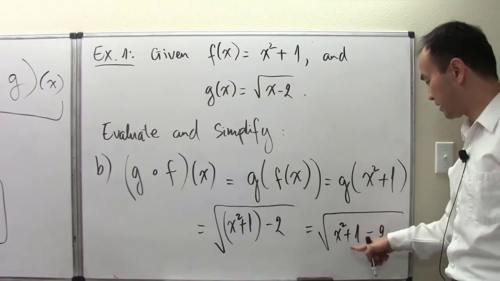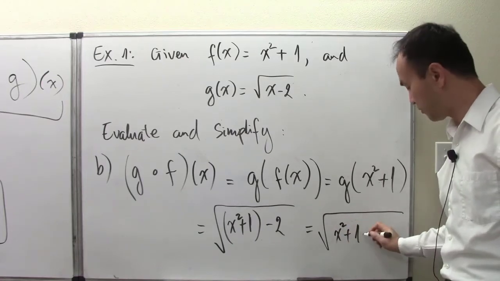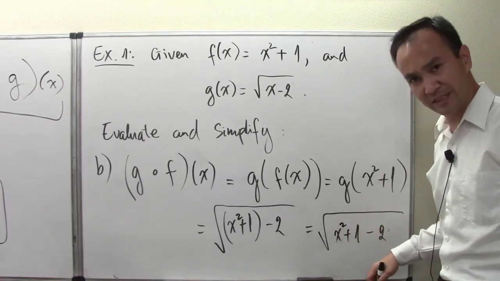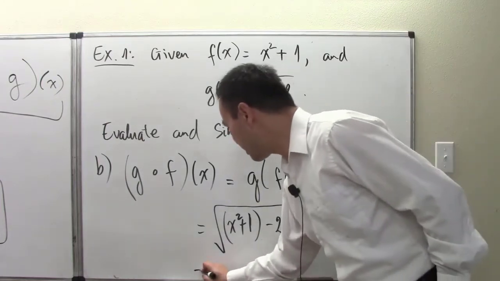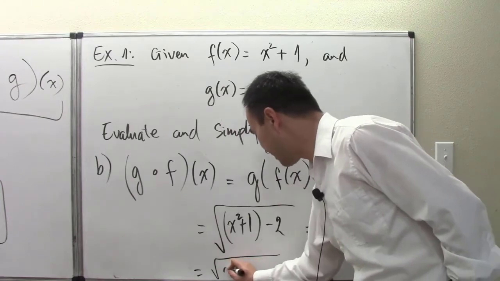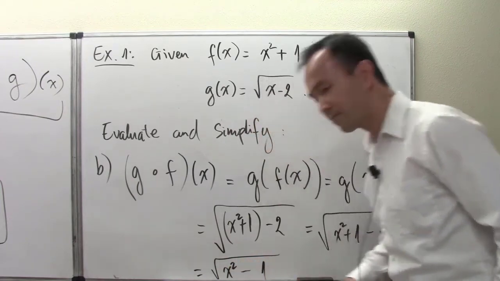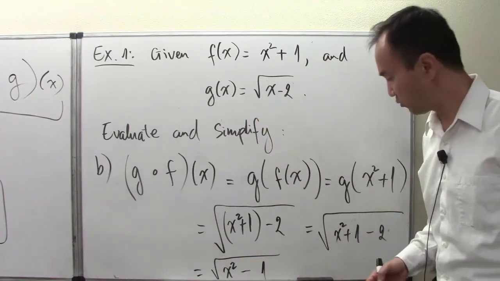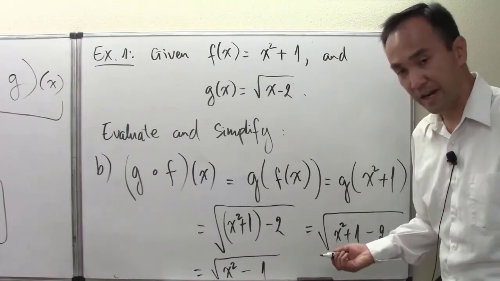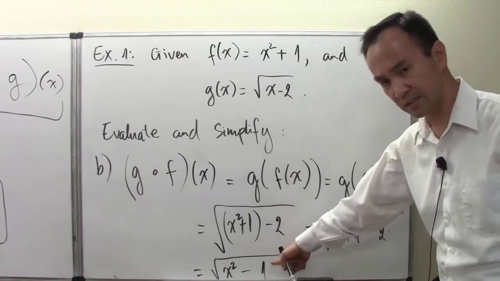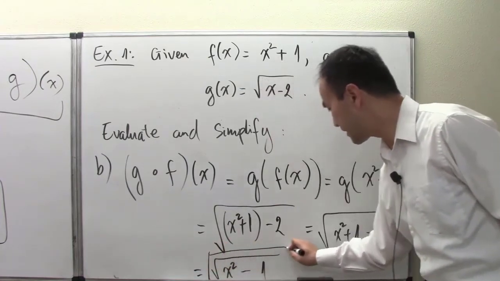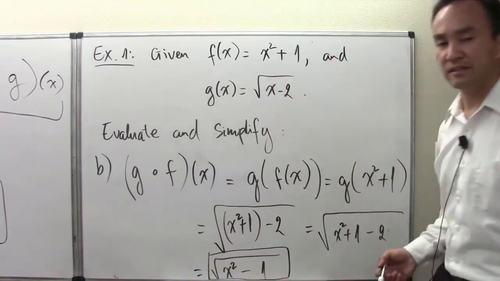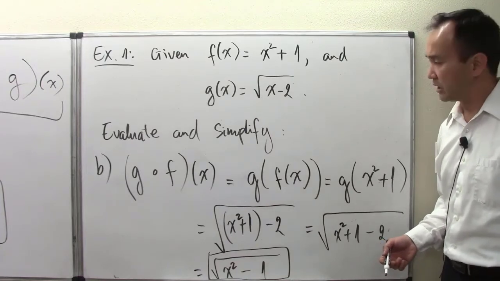And now everything is still inside the square root. We can combine like terms to shorten it down, to simplify it down. So in the same square root, we have x squared minus 1. And now all of a sudden we realize we're done. It's the simplified final expression. All right, that's how we can do it.